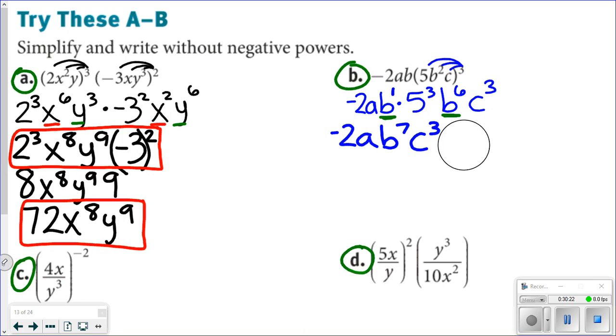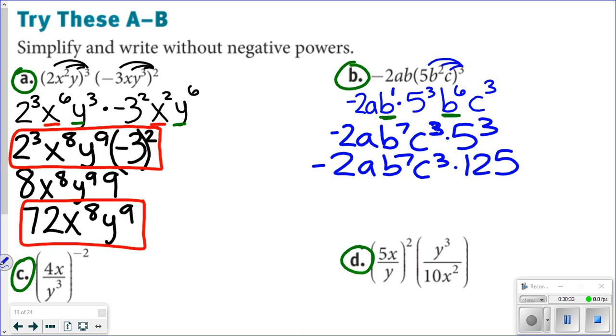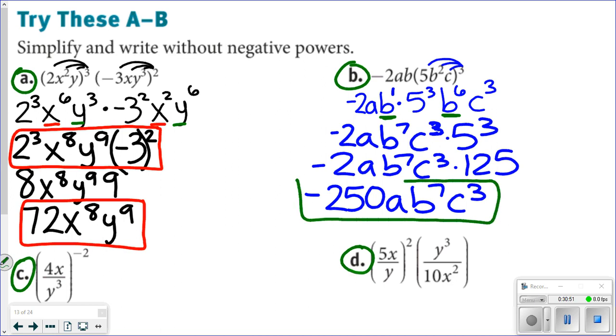Actually, I'm going to write 5 cubed and then I'm going to keep going. So 5 cubed is 125, and then 125 multiplied by negative 2 is a negative 250 a, b to the 7th, c cubed. And again, I would take this answer, or I would take this answer because I'm nice. So either one is acceptable if you left it with your 5 cubed, or if you expanded out your numbers. Either way, you're good.